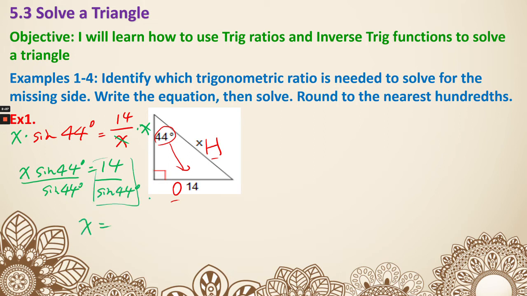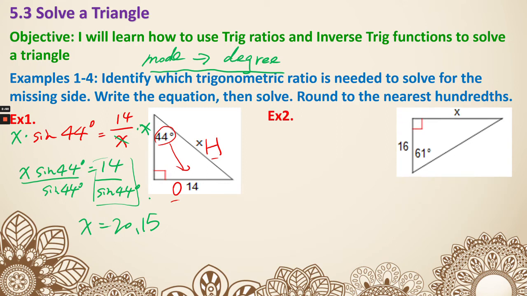And so we're going to type this whole thing into your calculator. And again, remember, whenever you type these trig ratios, make sure to check the mode first and make sure it is on degree in your calculator. Now, x is 14 over sine 44 degrees. Type it in your calculator. That should give you 20.15 after rounding to the nearest hundredths place. That is example 1.